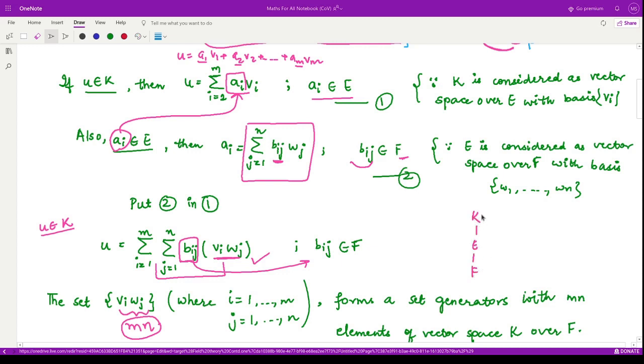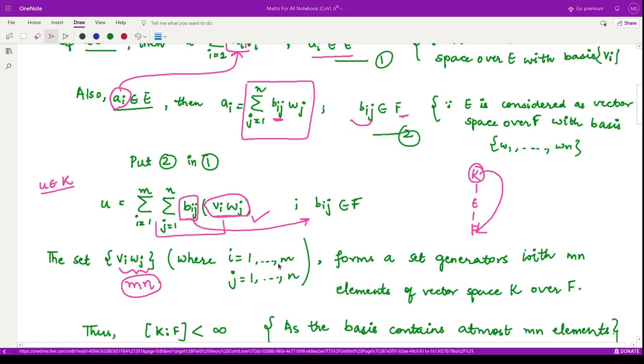So you have written an element as a linear combination of these mn elements, where the coefficients are taken from F. So that means you get a generating set of mn elements. So you can say that the degree of K over F would be at most mn, because this generating set may contain these mn elements.